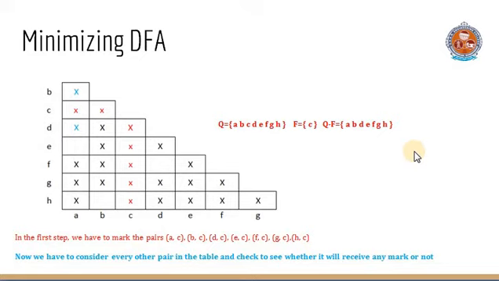Now we have to consider every other pair in the table and check whether it will receive any mark or not. What do we mean by every other pair? Every other pair is AB, AD, AE, AF, AG, AH, BH, BG, BF, BE, BD, and here it is DE, DF, DG, DH, EH, EG, EF, and here FG, FH and GH. We have to consider all these pairs. Initially all these are not marked at all, only the red colored ones are marked.